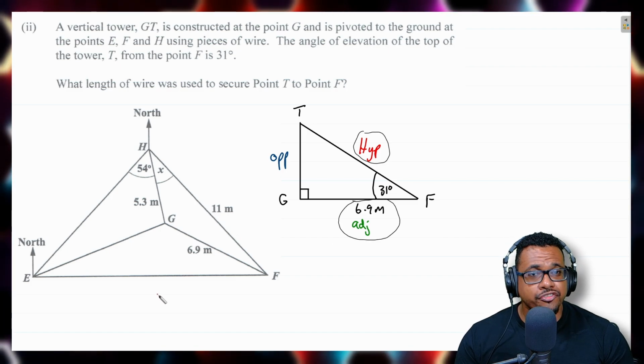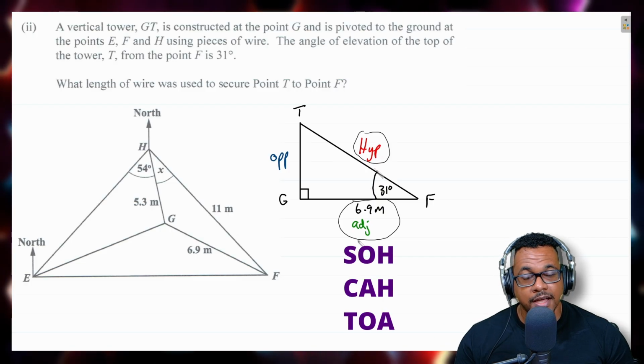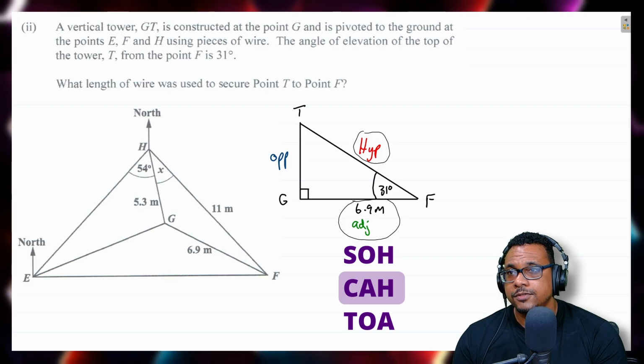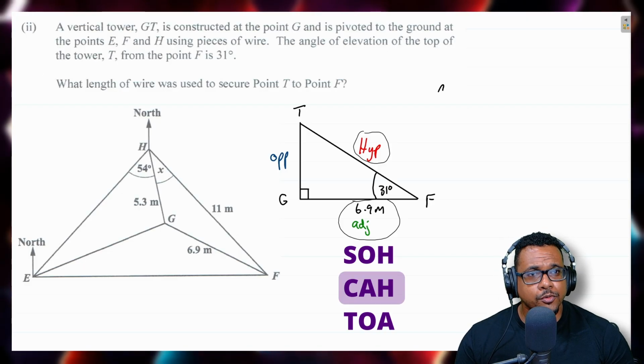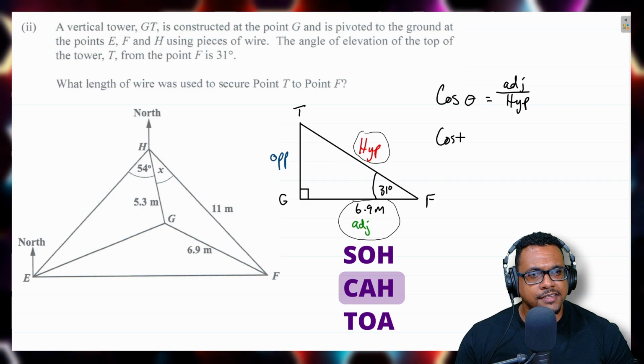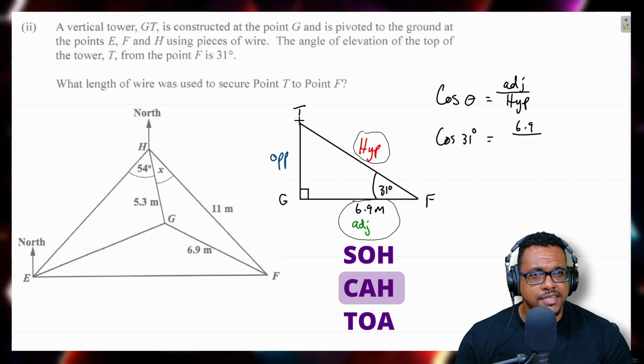So you ask yourself, which trig ratio has adjacent and hypotenuse? You say SOH CAH TOA, and that'll be CAH. Adjacent and hypotenuse is cosine. So we're going to have cosine theta is equal to adjacent over hypotenuse. So cosine 31 degrees, the adjacent is the 6.9, and the hypotenuse is TF.